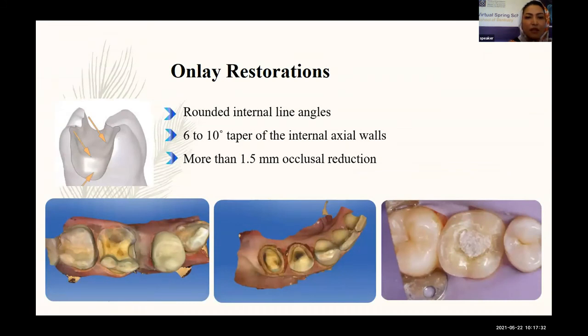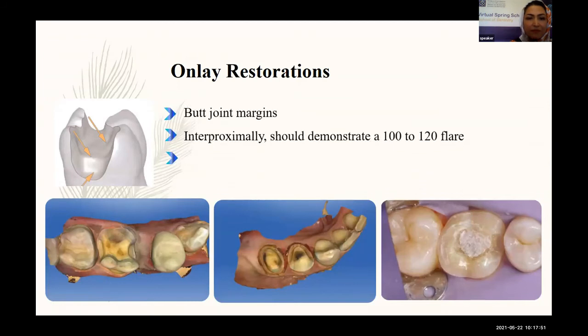Okay, you can see the hints for onlay restorations. You should consider rounded internal line angles against a 6 to 10 degree taper of the internal axial walls, and the occlusal reduction should be more than 1.5 millimeters. Margins should be sharp enough in order to be recorded by scanners, and in the interproximal area, the flare should be about 100 degrees in order to prevent undercut and ensure accurate bioceramic fabrication.